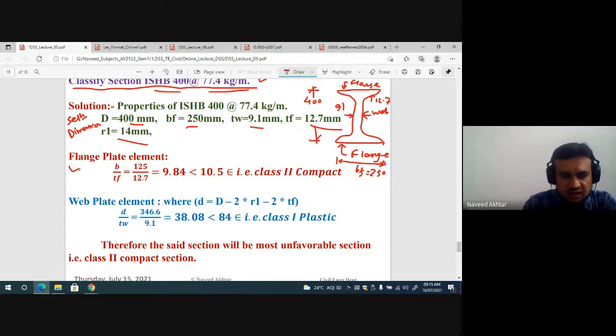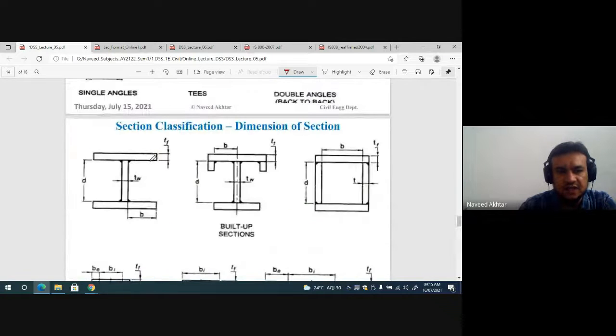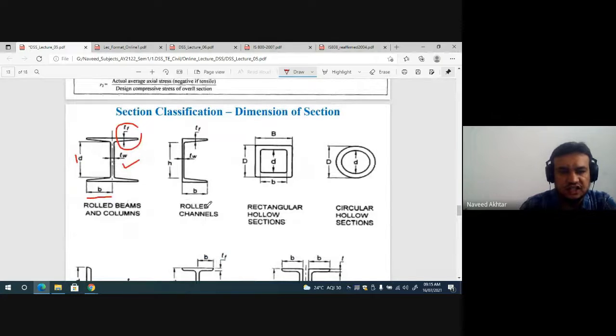So first we will take the flange plate. The width of the flange plate in an I section, what do we have to take? You can see the figure first. When we look at the figure, for a rolled I section, what is the b? The value of b is nothing but capital B by 2, or you can say BF by 2. So what is the value of BF in our case? It is 250. 250 divided by 2. So the b value for the I section ISHB 400 is 125.